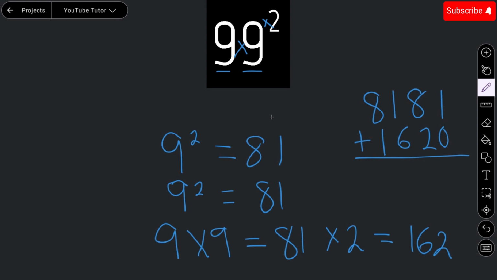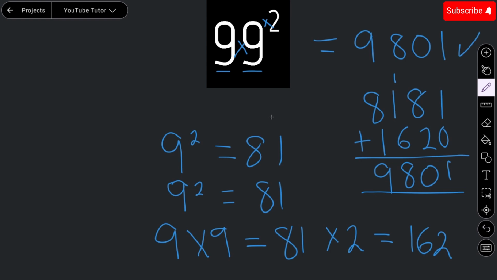0 plus 1 is basically 1. 8 plus 2 is 10. So we add 1 to this side. 6 plus 1 is 7, plus 1 gives us 8. And 8 plus 1 clearly gives us 9. So now 99 squared can clearly be stated as 9,801.